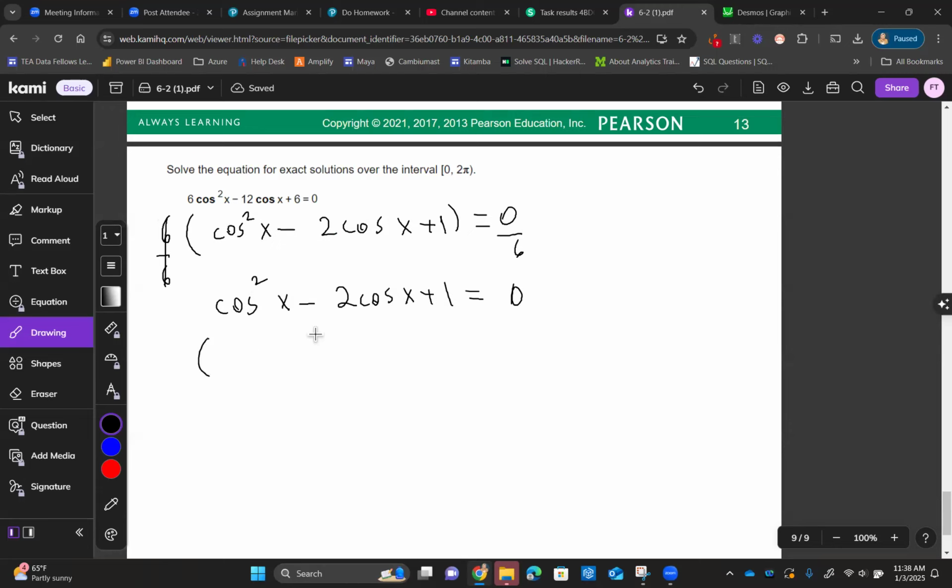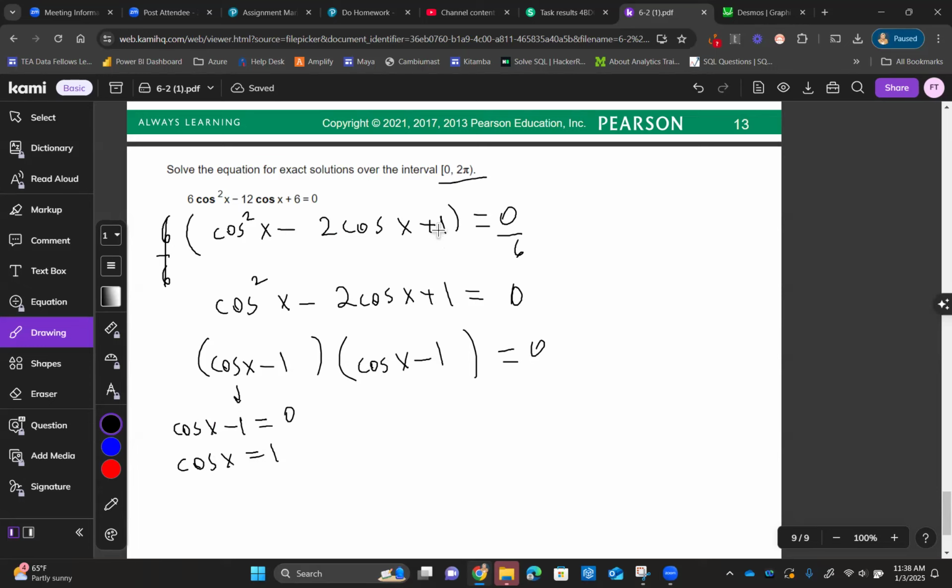This quadratic equation now has to be factored to move to a linear form. So one factor will be cosine x minus 1, and the other factor will be cosine x minus 1, because -1 times -1 is +1, and when we add them up, their sum is -2. So this will be set to 0, and it will give me cosine x to be 1. Since the second part of the equation is going to give me the same thing, I don't have to work on this. So cosine of x is 1.